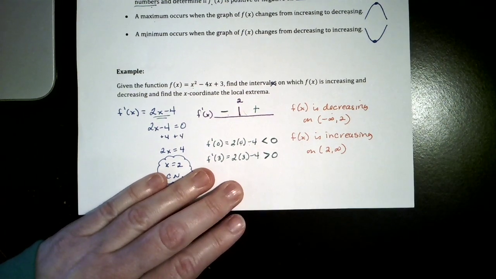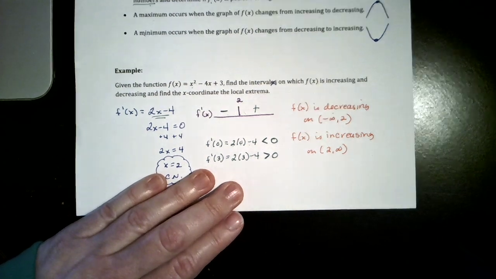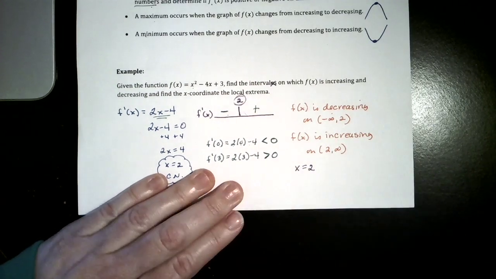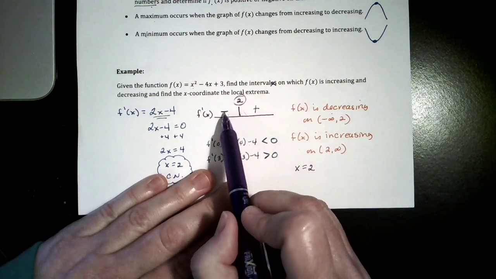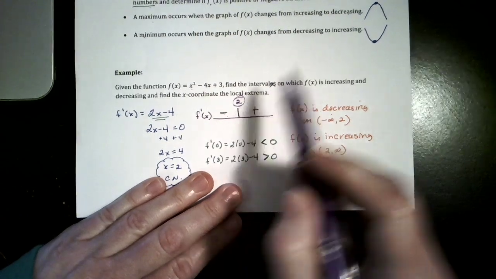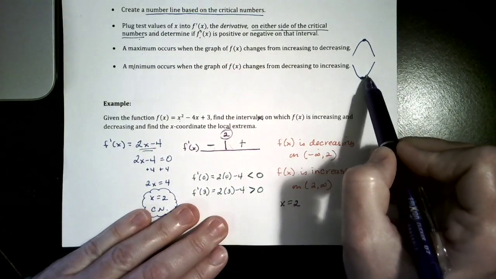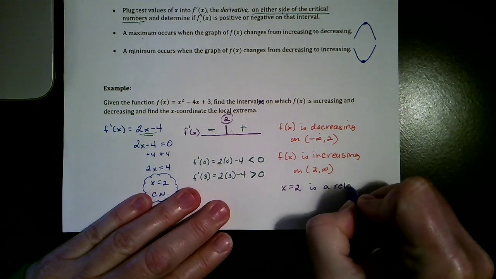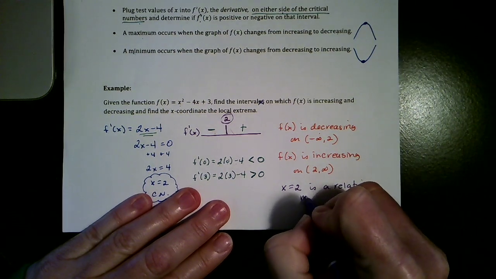Now, oh, I'm sorry, we have one more thing to do. This x equals 2 is an extremum. The graph of f changes from decreasing to increasing. So if it changes from decreasing to increasing, that makes it a minimum. So x equals 2 is a relative minimum.